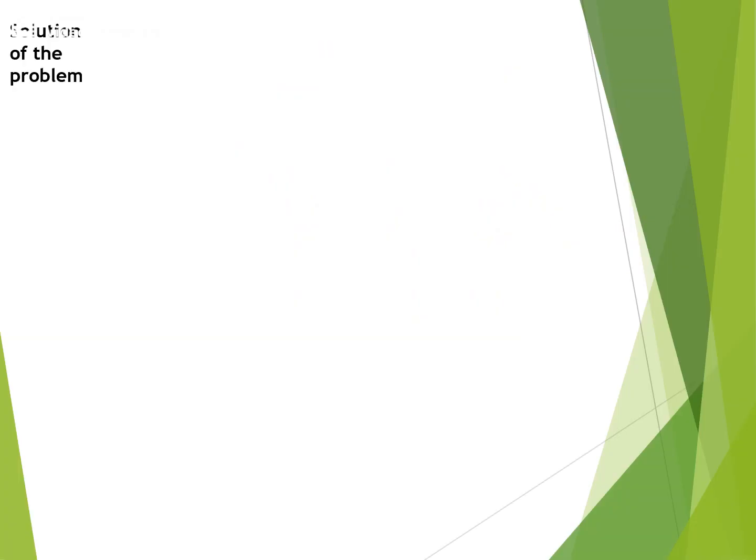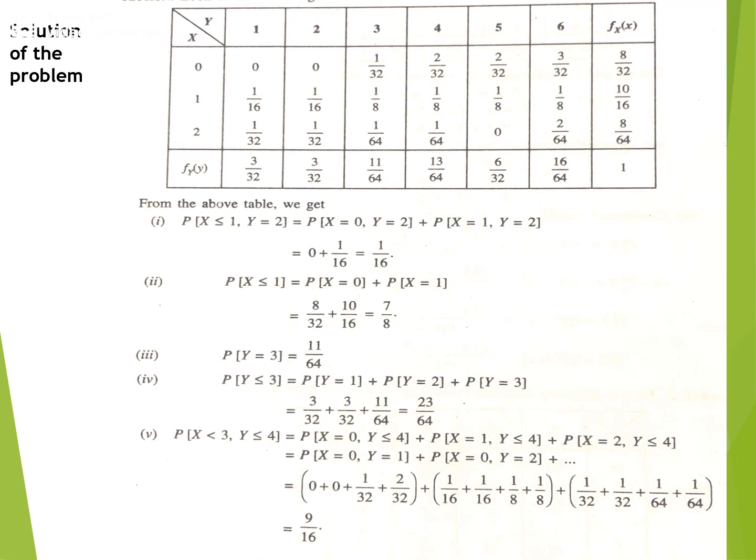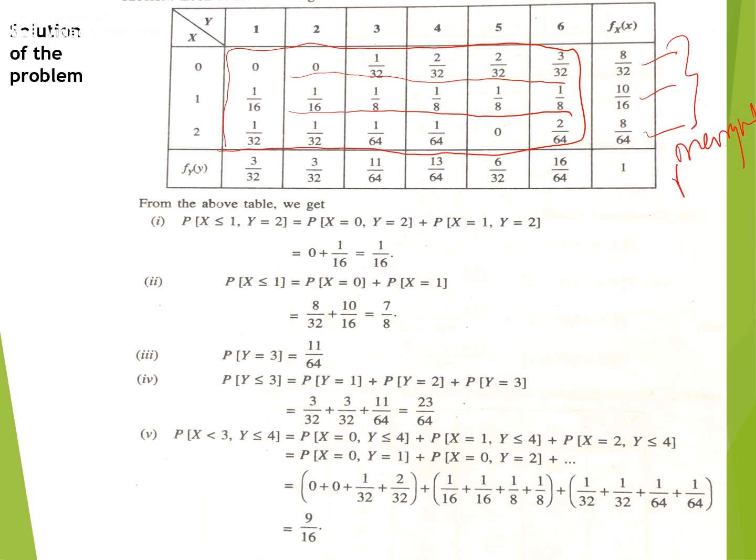Now we discuss the solution of problem number 2. Here in the given problem, we have given the joint probability distribution table in which we have given the joint probabilities of x and y. Now if we add all corresponding to x equal to 0, we get 8 by 32. Similarly, corresponding to x equal to 1, the complete row, we get 10 by 16, and similarly 8 by 64. These are the marginal function of x. And similarly, if we add the columns, we get the marginal of y.